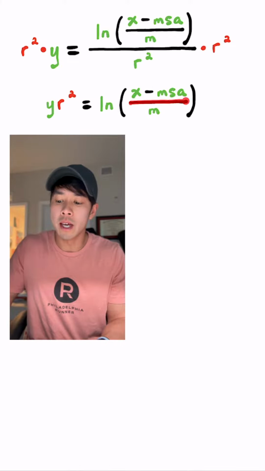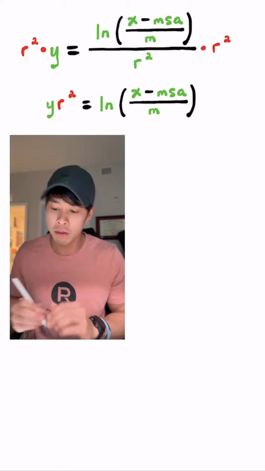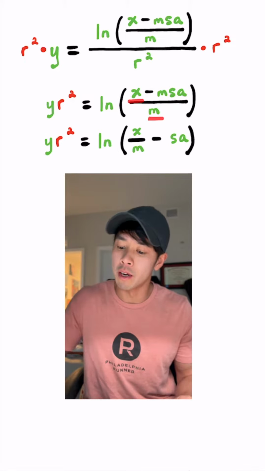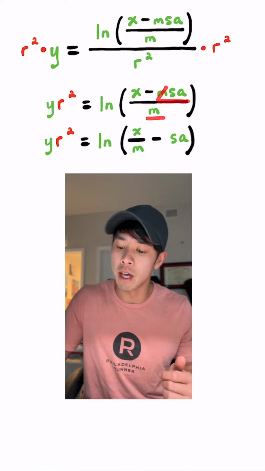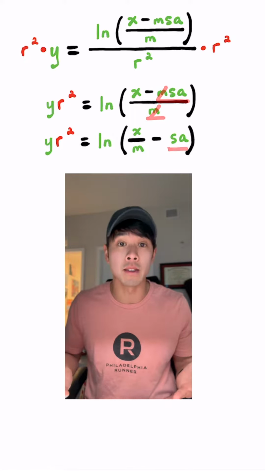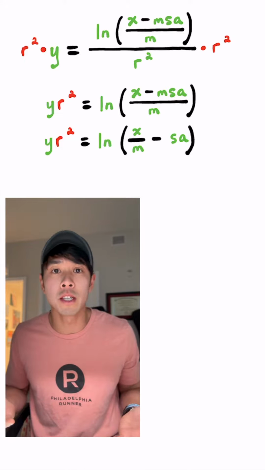Now instead of writing this x minus msa over m, let's go ahead and separate this into two different fractions. So you can see when we put this x over m, that's this fraction right over here, but when we have this msa over m, these m's are going to cancel out, so we're just left with sa. Then to get rid of this natural log, let's go ahead and exponentiate both sides using a base of e, since that's the base of the natural log.